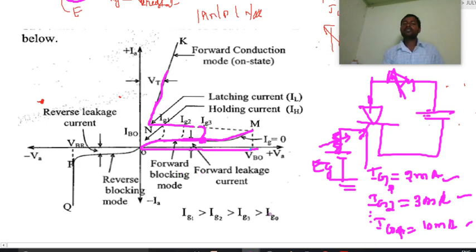And if you increase the gate current again, then the SCR will be turned on before the IC. And if you keep increasing the gate current, the SCR will be turned on very fast. Simply, if you want to turn on the SCR as soon as possible, you should give more gate current. If you give more gate current, what will happen? Junction J2 becomes very narrow, and it becomes forward biased.